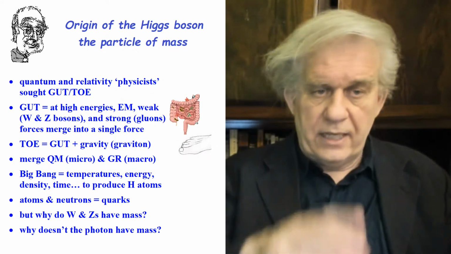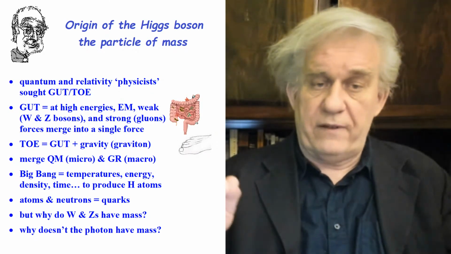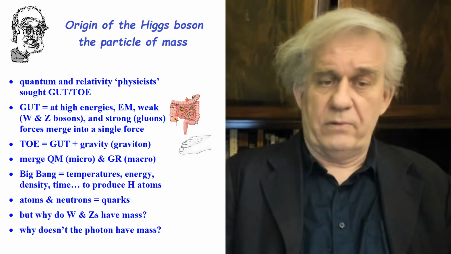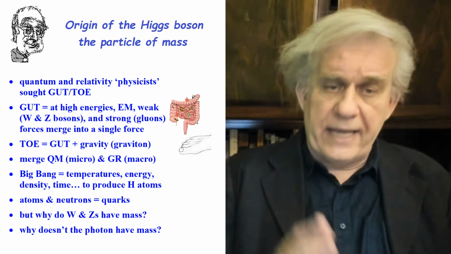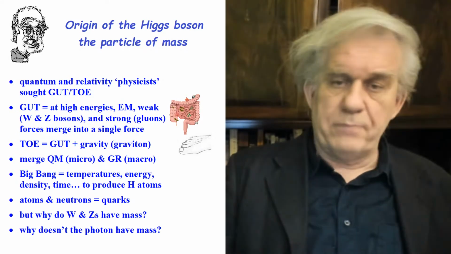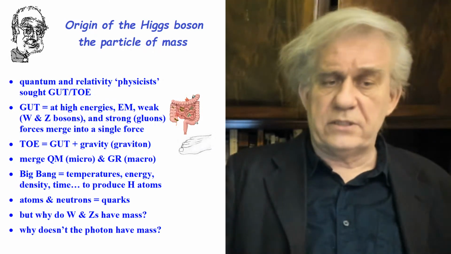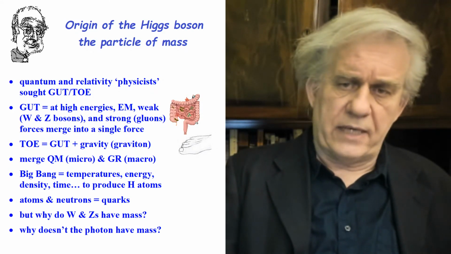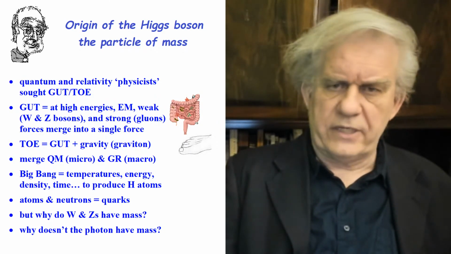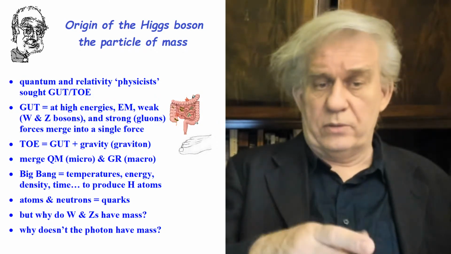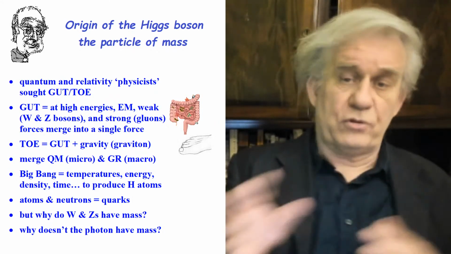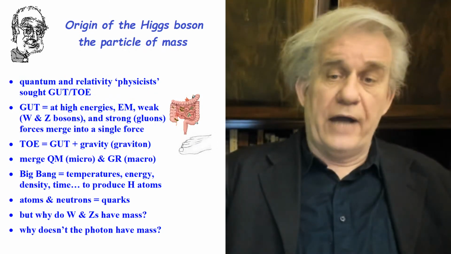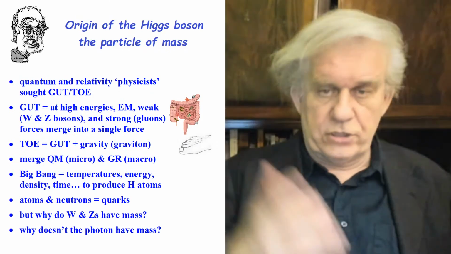Okay, and they said, okay, so here we go step by step. Quantum relativity physicists, in quotations, sought the GUT or the TOE. What is the GUT? Grand Unified Theory. At high energies, electromagnetic, weak, the W and Z bosons, right, and strong, the gluons, forces merge into a single force. That was shown by three guys that won the Nobel Prize, I think 1979. And then what's the TOE? The TOE unites that plus gravity, especially the graviton. Okay, so they try to merge and create a single force that underlies all of them. That's the notion behind the TOE and the GUT, really.